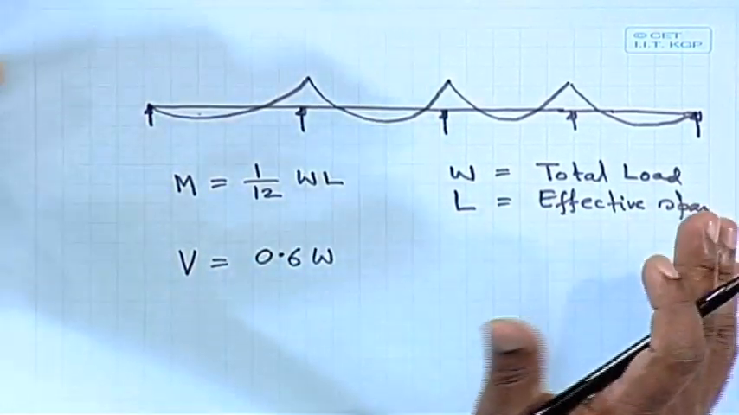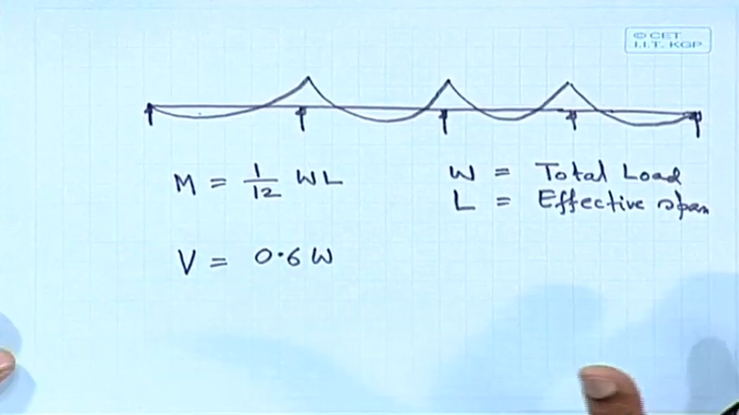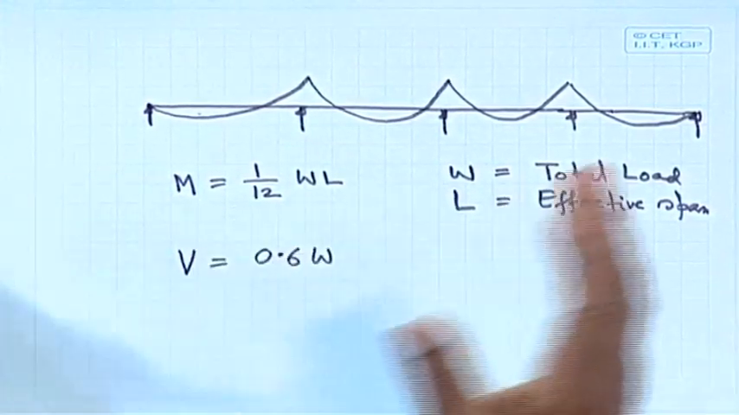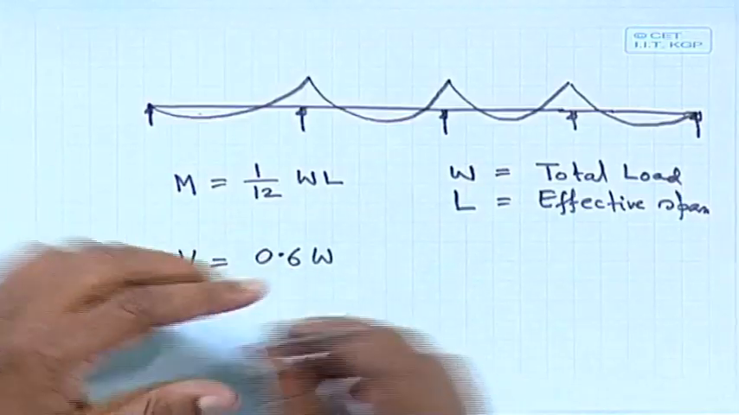So if the spans are uniform, that is, almost constant with all spans the same, and the load does not differ much, then we can use Table 12 and Table 13. These two tables we can use immediately, and we can find out the moment and shear force.